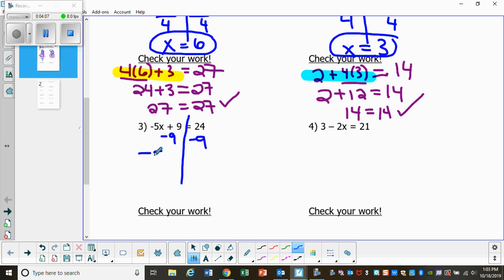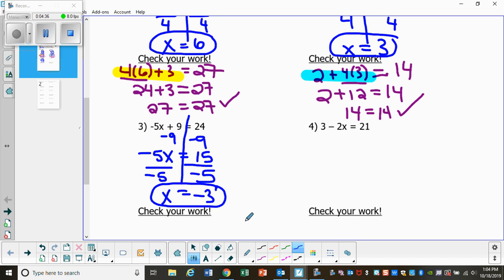Then I'm going to bring down the negative 5x equals 24 minus 9, which is 15. Now my equation reads negative 5x equals 15. Since this is multiplication, I'm going to divide each side by negative 5 because the coefficient's negative 5. And x is now isolated, by itself, because negative 5 divided by negative 5 is 1, or 1x. Now 15 divided by negative 5 is negative 3. So x equals negative 3.